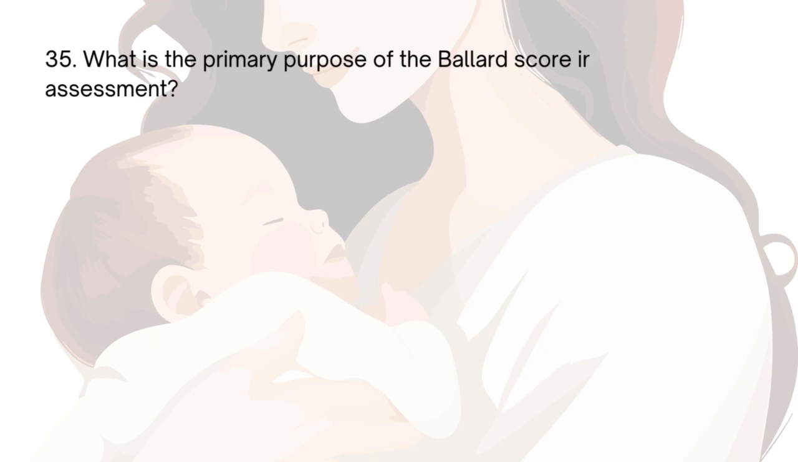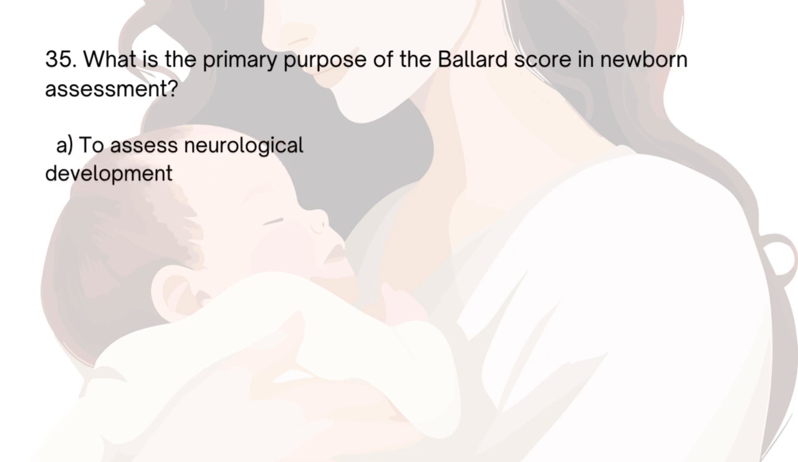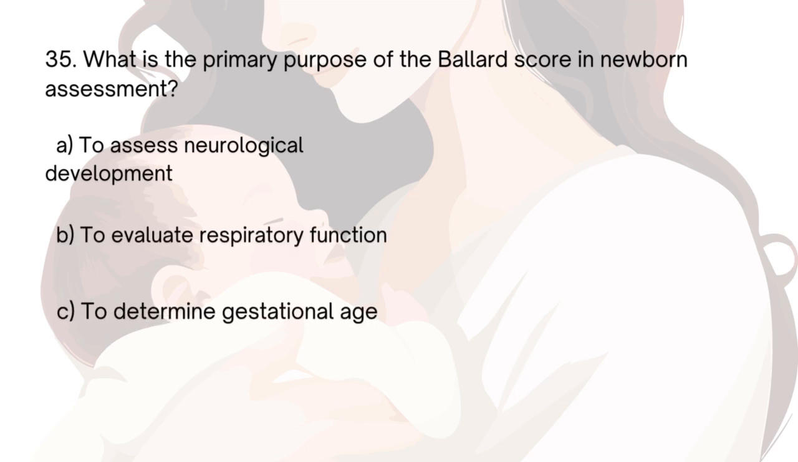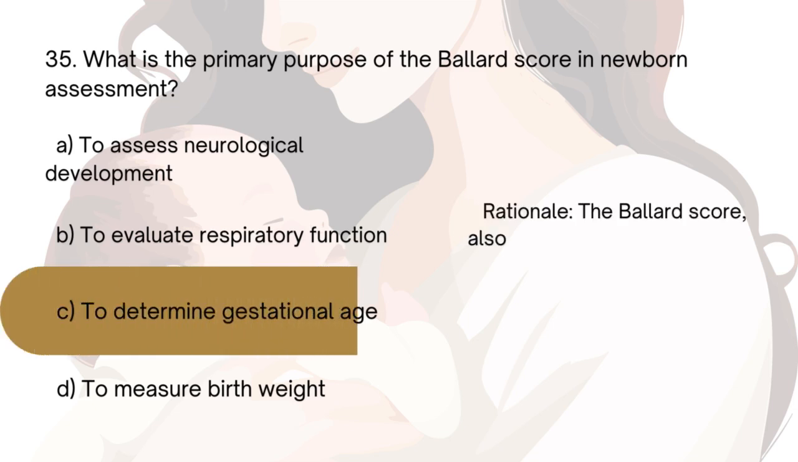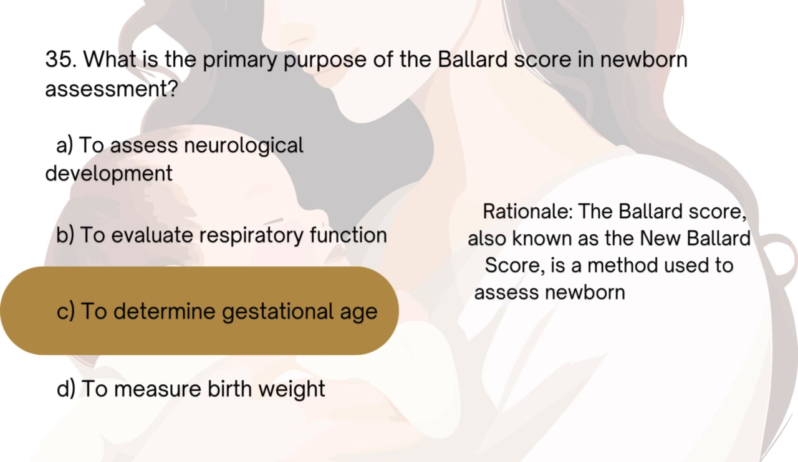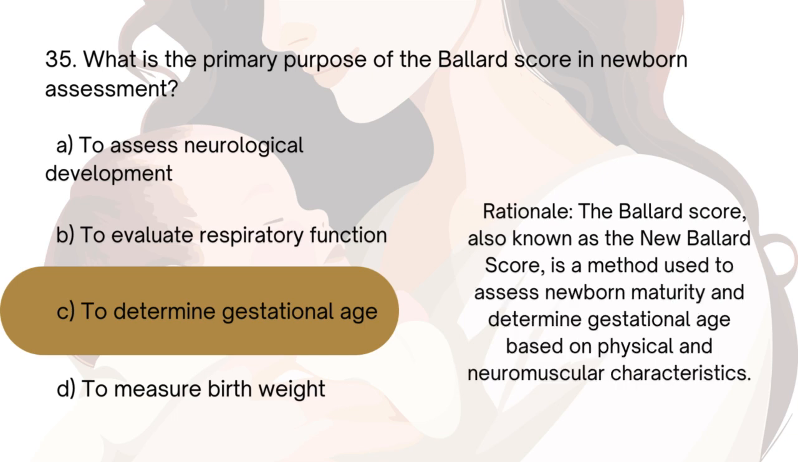35. What is the primary purpose of the Ballard score in newborn assessment? A. To assess neurological development. B. To evaluate respiratory function. C. To determine gestational age. D. To measure birth weight. Rationale: the Ballard score, also known as the New Ballard score, is a method used to assess newborn maturity and determine gestational age based on physical and neuromuscular characteristics.